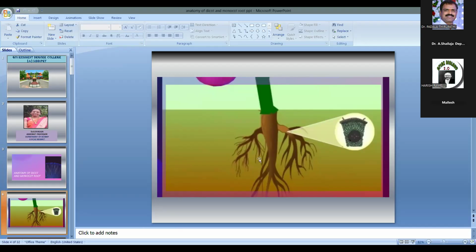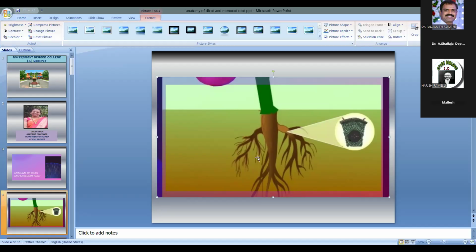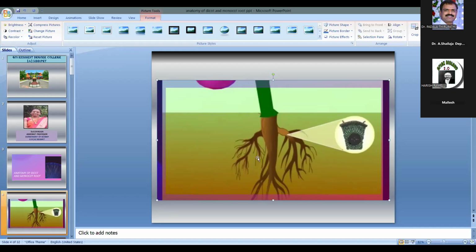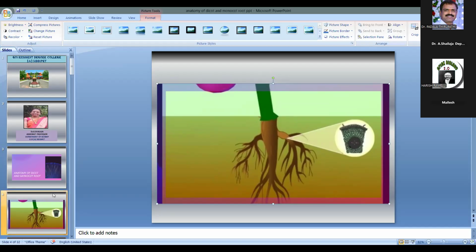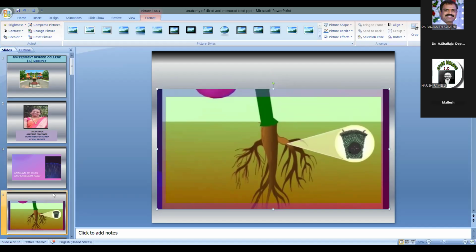See here, this is the root. Normally, it develops from the radicle of the embryo, but sometimes it may develop from any other part of the plant body. The taproot system and fibrous root system are the most common in seed plants. We know that two types of roots are present, mainly in monocots and dicots. The fibrous root system is present in monocot plants, and the taproot system is present in dicot plants.